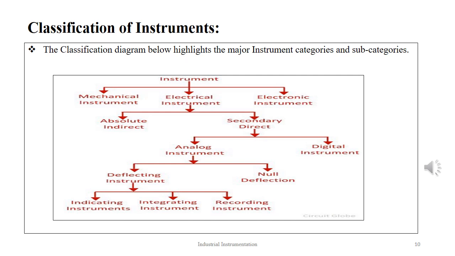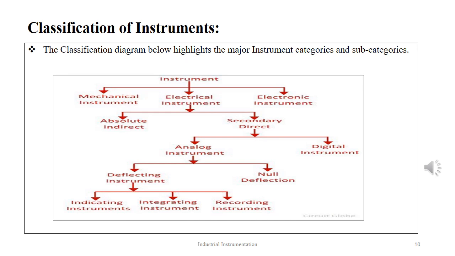Before delving deep into the subject, let's classify instruments. Instruments can broadly be classified into three types: mechanical instrument, electrical instrument, and electronic instrument. The electrical instruments are further subdivided into two types, absolute or direct, and indirect or secondary. The secondary instruments are further categorized as analog instrument and digital instrument.